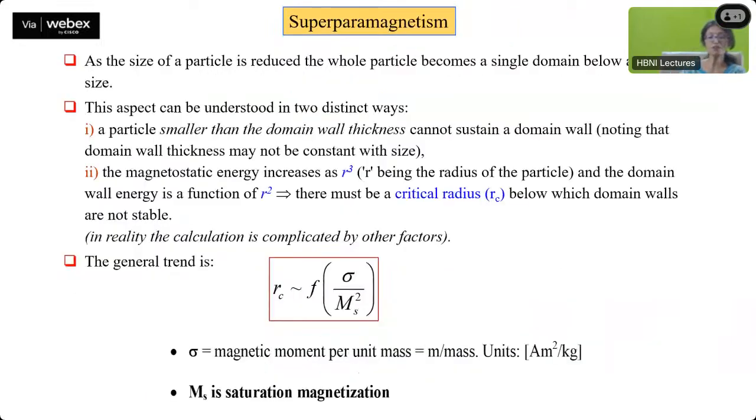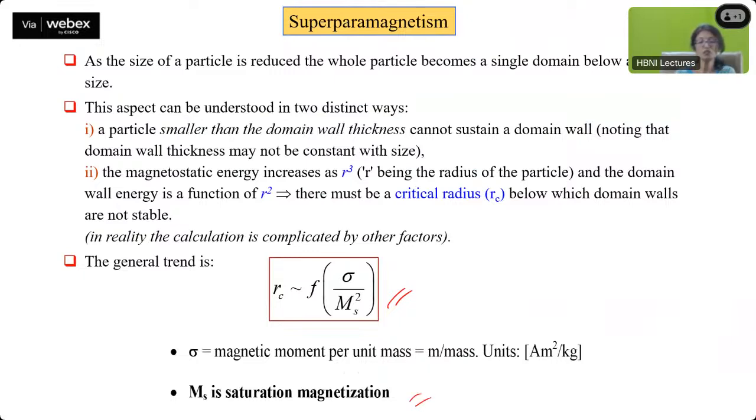As the size of a particle is reduced, the whole particle becomes single domain below a critical size. You can understand this in two distinct ways. A particle which is smaller than the domain wall thickness cannot sustain a domain wall, and the magnetostatic energy increases as r cube, where r is the radius of the particle. Domain wall energy is a function of r square. So there must be a critical radius below which the domain walls are not stable. The general trend is that Rc is given by this particular equation, where sigma is the magnetic moment per unit mass and Ms is the saturation magnetization.